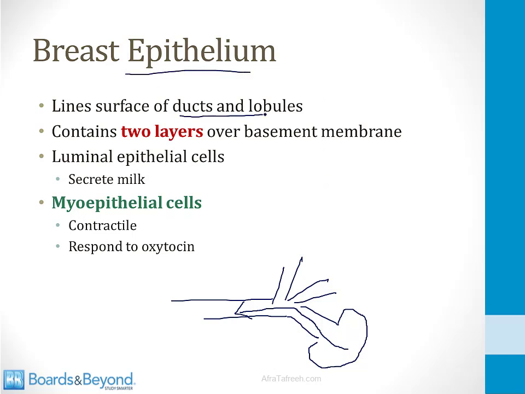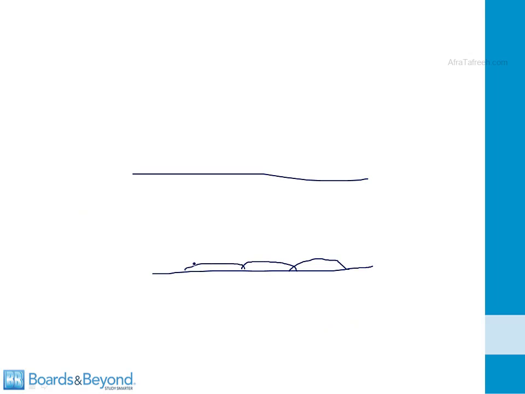This lines the surface of the ducts and lobules, and one thing that you should know that's special about breast epithelium is that it contains two layers over a basement membrane, not a single layer like most epithelial layers. The innermost layer is called the luminal epithelial cells. These are the cells that secrete milk, but on the outside of those are myoepithelial cells. These are contractile cells that respond to oxytocin. So basically, if this is the basement membrane of a duct, what we have are a series of myoepithelial cells on top of the basement membrane, and then on top of those, we have luminal epithelial cells, which are the cells that secrete milk. These line the ducts, and they also line those acini inside of the lobules.